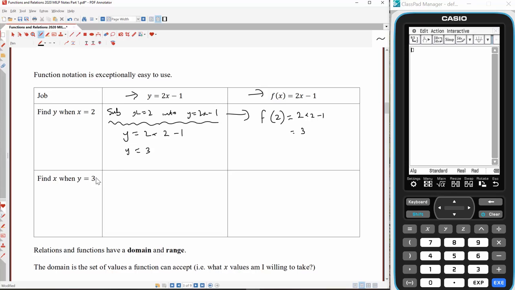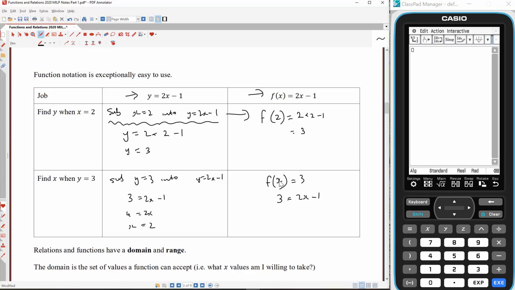Find x when y is equal to 3. So we're going to say sub y equals 3 into y equals 2x take 1. That's what we'd have to do. So we'd write 3 equals 2x take 1, 4 equals 2x, x equals 2. All right, for function notation, we can write my function f of x equals whatever the value is, f of x equals 3. 3 equals 2x take 1.